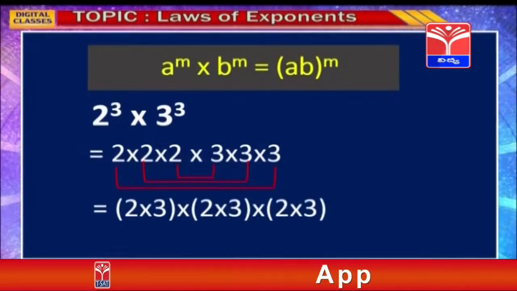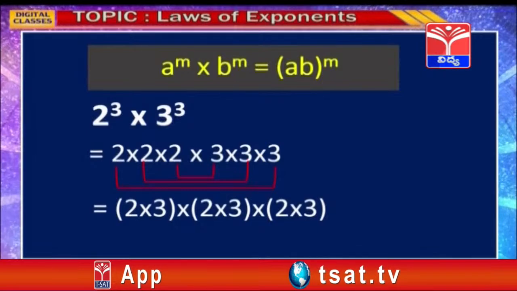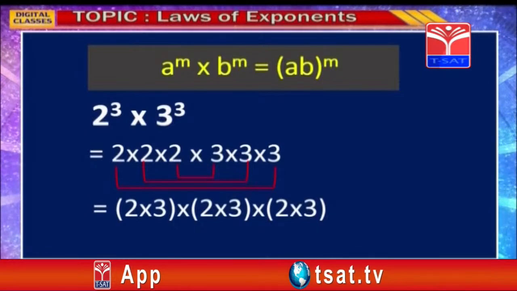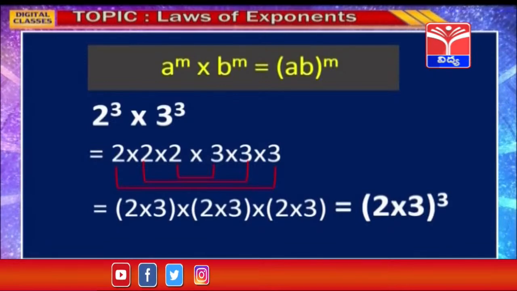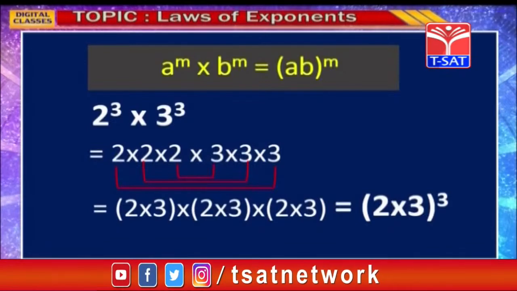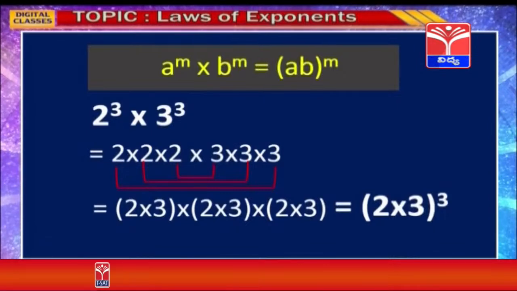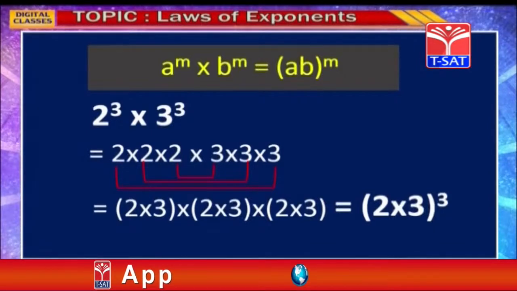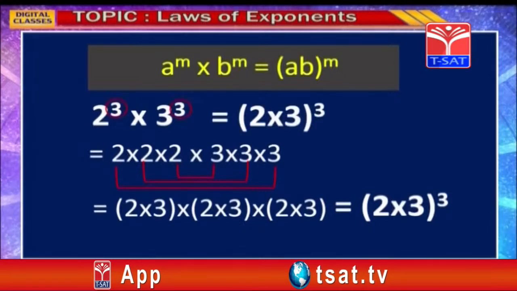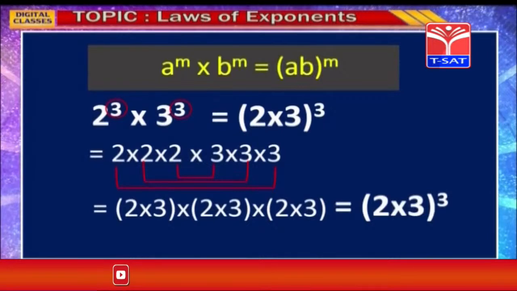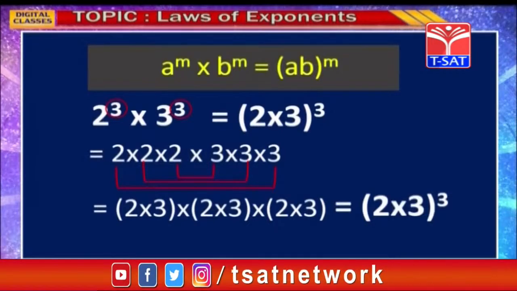And we can write like this: 2 into 3 into 2 into 3, 2 into 3. How many 2 into 3 brackets are there? There are 3. When the bases are different and the exponents are equal, you can multiply the bases and you can put one exponent like this. So this one, 2 to the power of 3 into 3 to the power of 3.